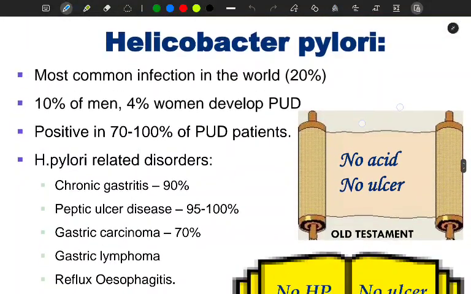Most common infection, around 10%, and then 4% peptic ulcer disease, positive around 100%. H. pylori related disorders: chronic gastritis 90% of cases, peptic ulcer disease 95 to 100%, gastric carcinomas, interesting, 70%. How is that? Also gastric lymphomas. Especially the lymphoma, what do they call it? Mucosa associated lymphoid tissue infiltration.